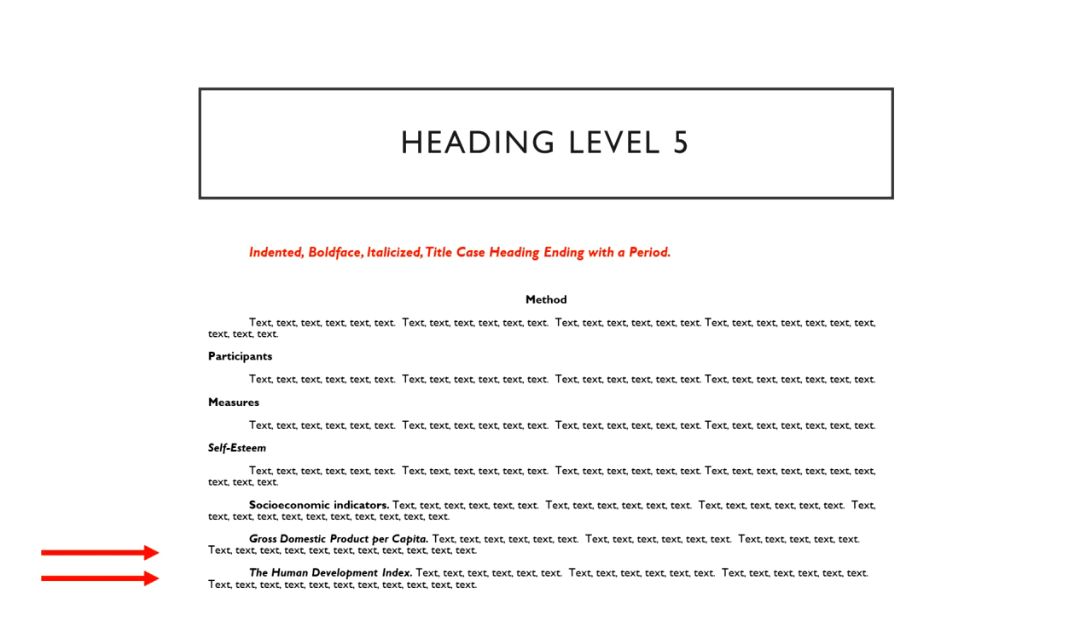These are indented, they're boldfaced, they're italicized, they're also title case. Notice the first letter of every word is capitalized. And they also end with a period, and then we start into the paragraph right away. So that's a hierarchy of 5 ways to organize your paper. There's nothing past heading level 5, but you really don't need anything past heading level 5 typically. That's a lot of ways to organize your paper. Okay, I hope that helps you.